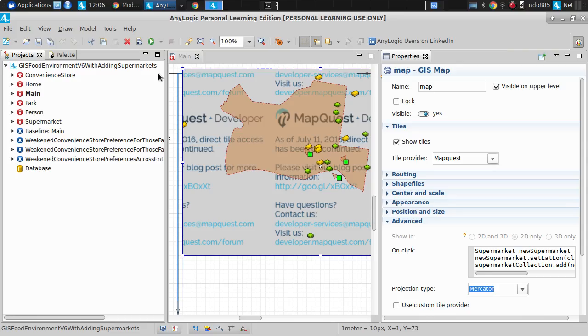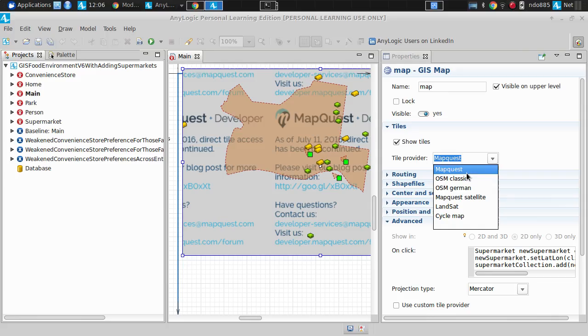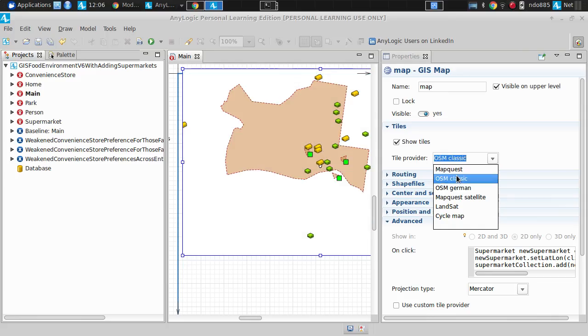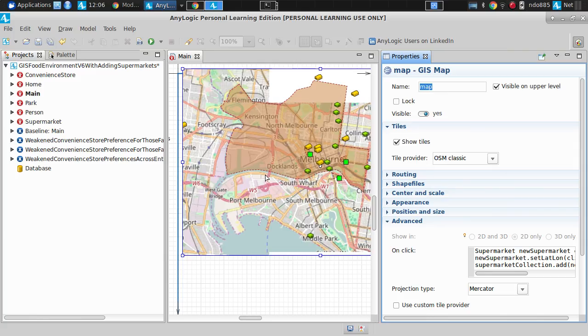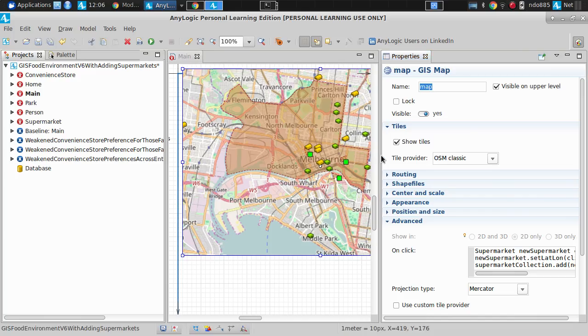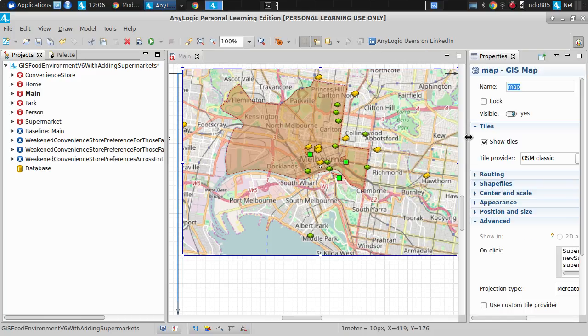So I open Main. Here's Main. I'm clicking on this, and I am going to provide the tile provider. I'm going to change it to OSM Classic. And what that means is I won't get those messages. It'll be able to load in a map. This is a GIS integrated model. What I mean by that is this is a model which incorporates geographical information systems information.